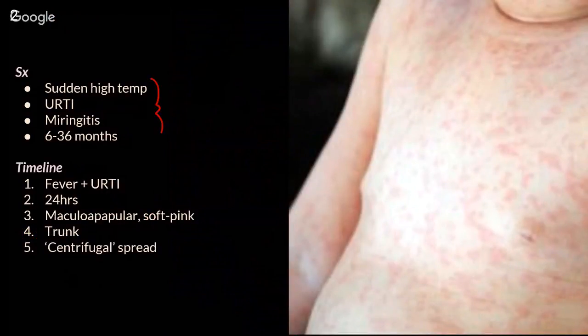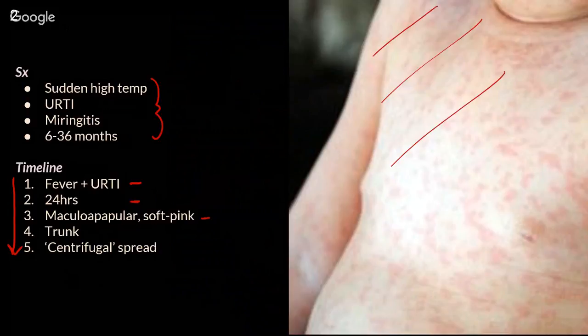You should be able to tell what this is from this symptomatology. Anybody know? Yeah, myringitis. Yes, so it's just inflammation of the ear, of the tympanic membrane. Okay. So look at this timeline. This timeline should tell you what this condition is. High-grade fever and coryzal type symptoms. Then after 24 hours, they develop this maculopapular rash. You can see it's covering the whole body. Soft pink rash that starts on the trunk and then spreads to the limbs.